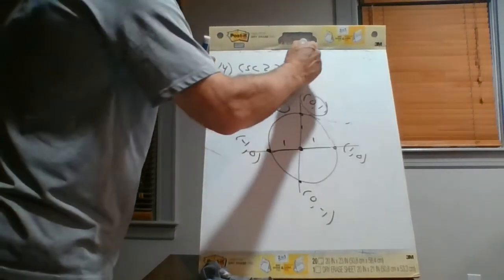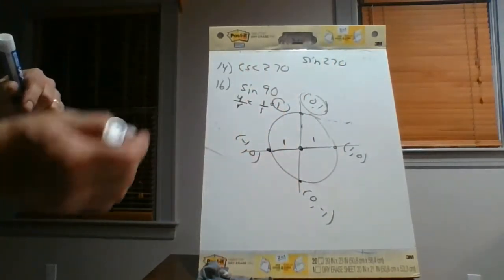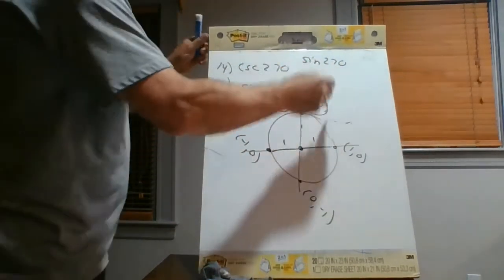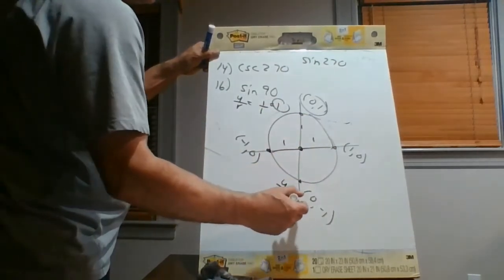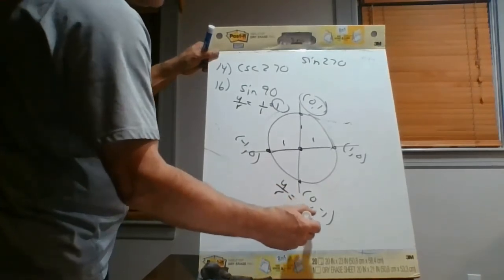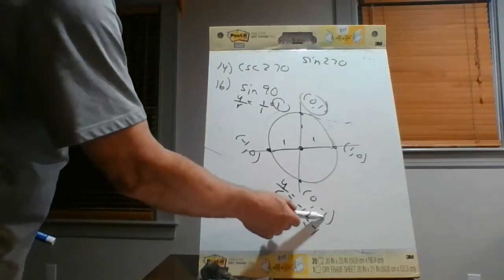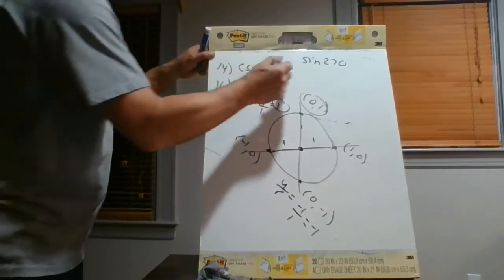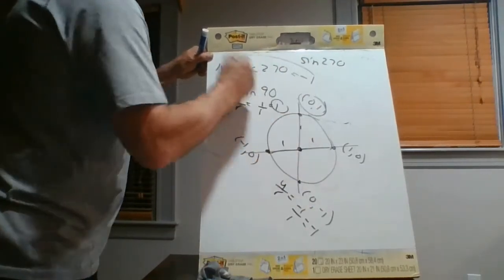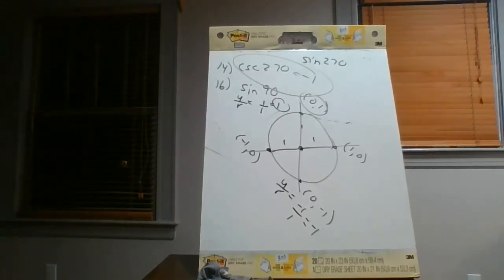Cosecant 270. We're going to find sine 270 and then take the reciprocal. Sine 270. 270 is here. Sine is y over r, which is negative 1 over 1, which is negative 1. Cosecant is the reciprocal. The reciprocal of negative 1 is still negative 1. You flip it over, it's 1 over negative 1, which is negative 1. All right, so that's those two.